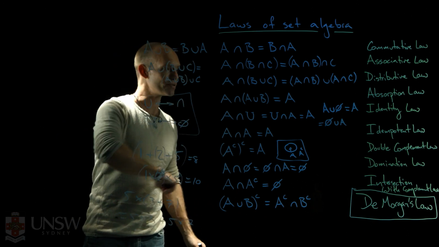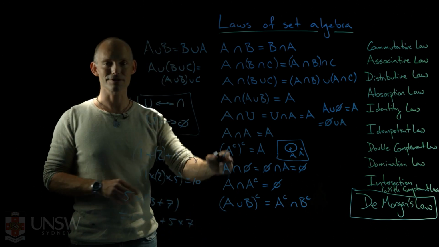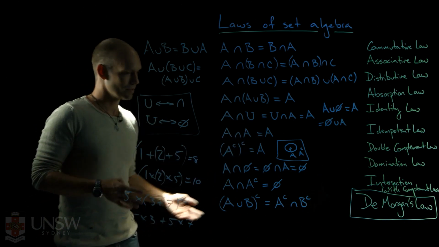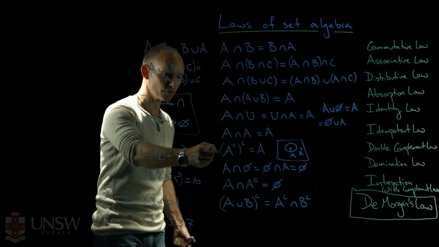The next one is the idempotent law. It says that the intersection of any set with itself is the set itself. That makes sense. We've already seen the double complement law.